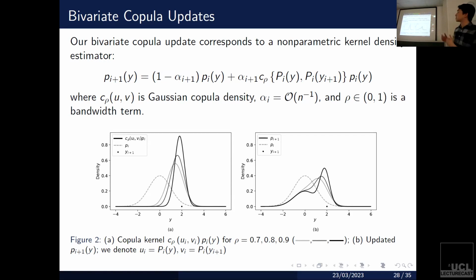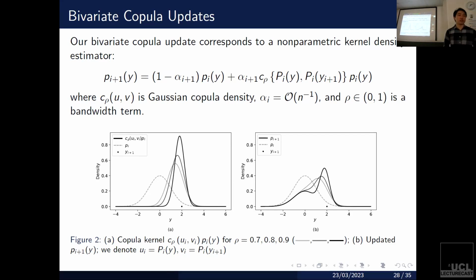There are two sides. On the left-hand side, we have our new predictive density at some test point y. On the right-hand side, we have a weighted sum of two terms. The first term is 1 minus alpha i plus 1 times p_i, so this is a weighted sum of the old predictive density and some new term. The new term is a product of this copula and the predictive density, which is not very easy to interpret on its own, but we're going to plot it, and we'll see that it essentially looks like a kernel centered at our new data point, y_{i+1}.